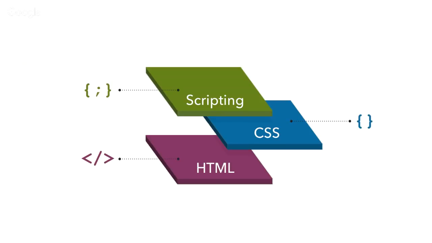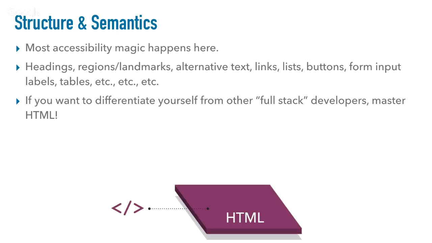Our foundational layer is HTML, our structure, our semantics. Most accessibility happens at that layer. It's where we define headings, regions or landmarks, alternative text, links, lists, buttons, form inputs, labels, tables, and so on and so forth. Those foundational elements of the web are defined primarily in HTML.